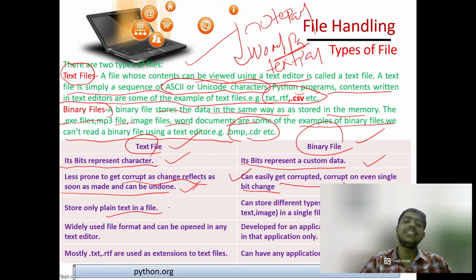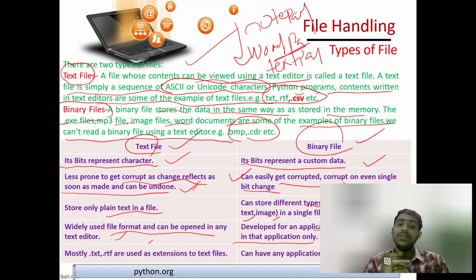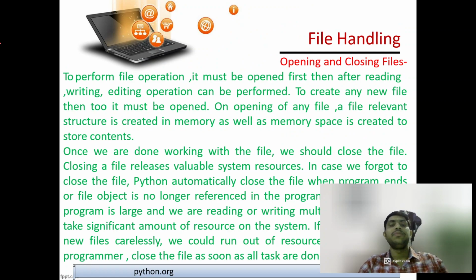A text file stores only plain text in a file. A binary file can store different types of data, that is the benefit of binary file: audio, text, image in a single file. They can merge. A text file is a widely used file format and can be opened in any text editor. A binary file is developed for an application and can be opened in the application only. In an application, we are merging different files into one file, so at that time the binary file system is very good. Mostly docs, txt, RTF are used as the extension of a text file. A binary file can have any application defined extension.